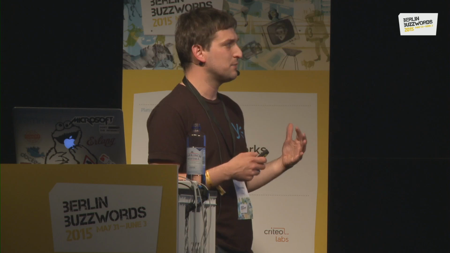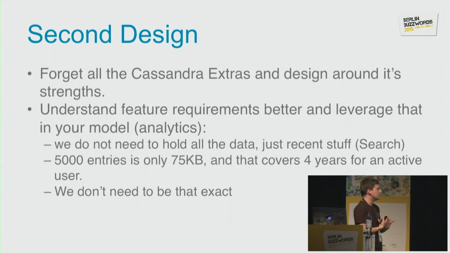And in order to come up with this design, we went deeper into our product requirements or feature requirements and tried to leverage that to make sure that our design actually works. And we used analytics, metrics, etc. So we discovered that we do not need to keep all the data. We just need to keep recent stuff because content is searchable otherwise. For instance, 5,000 entries only take 75 kilobytes, so it's relatively little, and it covers 4 years for an active user. So if we kept only that, we would be doing everything we need to, or more, and we will be able to do what I will explain in the next slide.